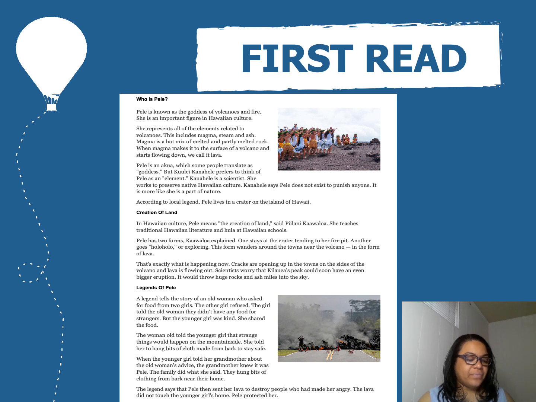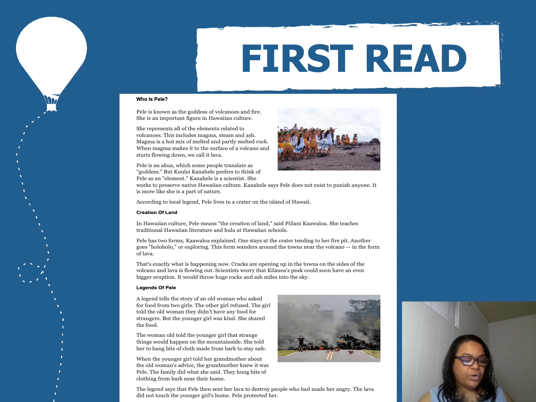Legends of Pele. A legend tells the story of an old woman who asks for food from two girls. The older girl refuses. She told the old woman they didn't have any food for strangers, but the younger girl was kind. She shared her food. The woman told the younger girl that strange things would happen on the mountainside. She told her to hang bits of cloth made from bark to stay safe.